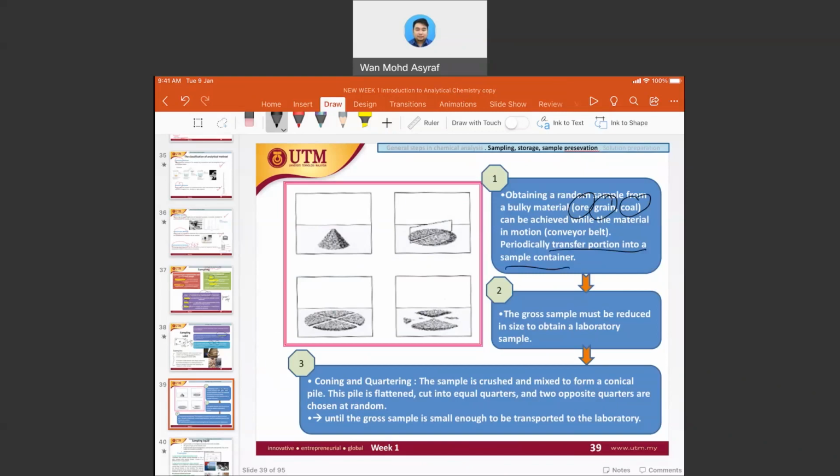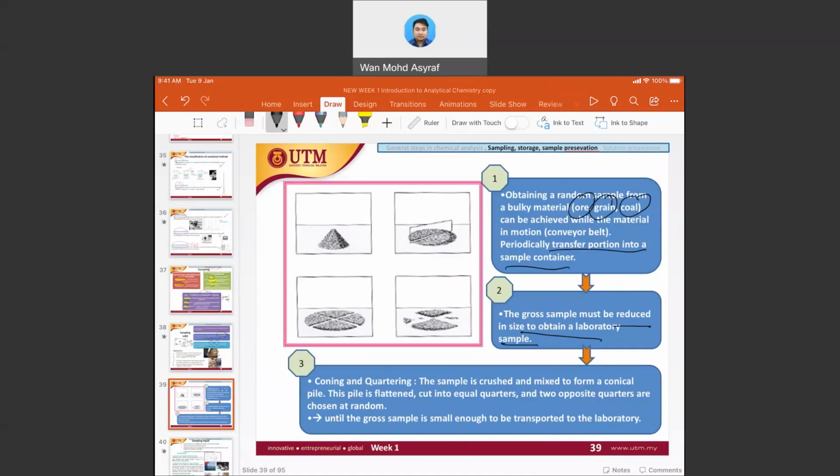So periodically here means that, okay, it is on a conveyor belt, so you take randomly. Okay, you take something at the front, something in the middle, and some at the back. Okay, you put it into a sample container. So basically that is called a gross sample. All right, so the gross sample must be reduced in size to obtain a laboratory sample.